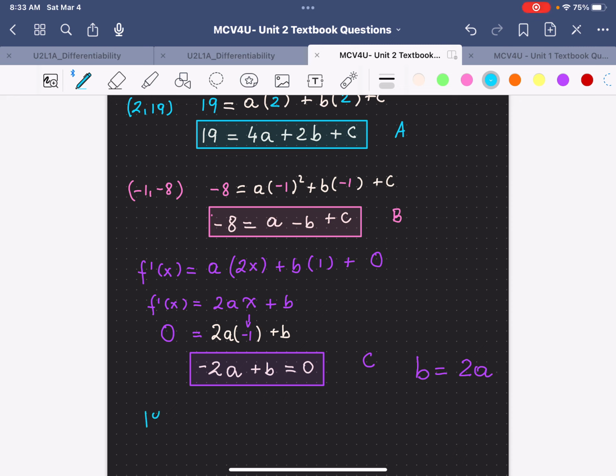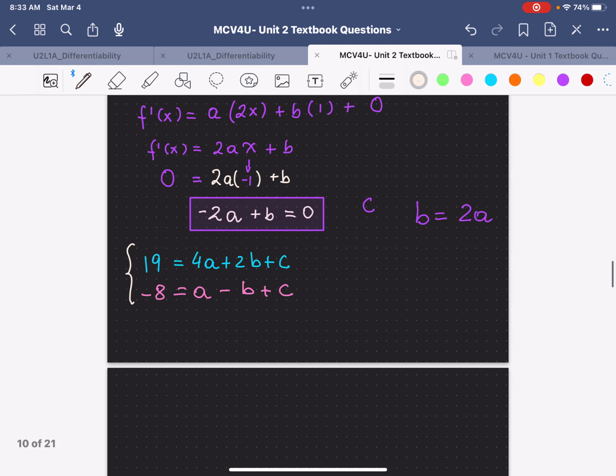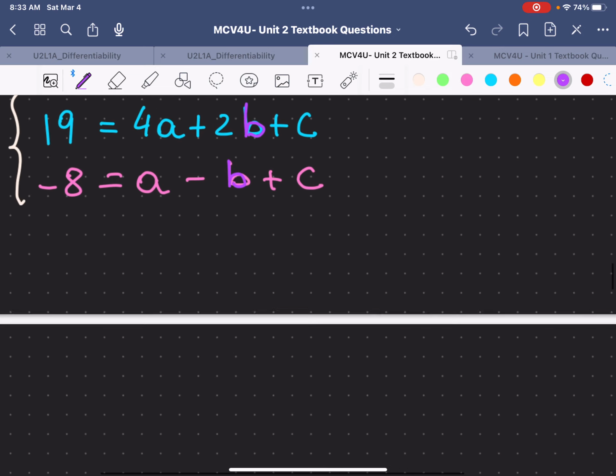So we have 19 equals 4a plus 2b plus c. That's equation A. And we have negative 8 equals a minus b plus c. So we will form a system of equations here. And we will bring the value of b, or the coefficient b, equal to 2a. So we'll replace the coefficient b, in other words, here and here. So let's see what we get.